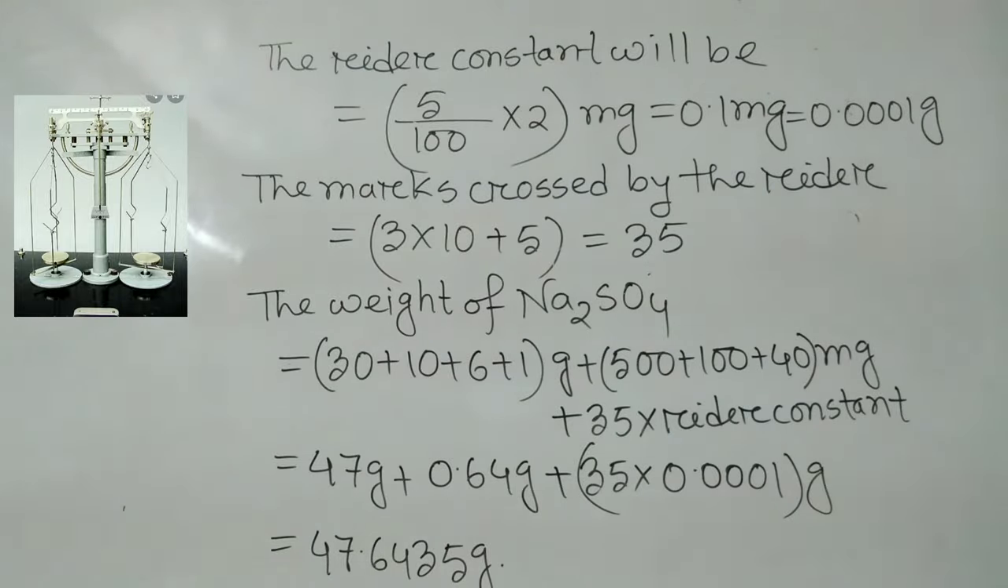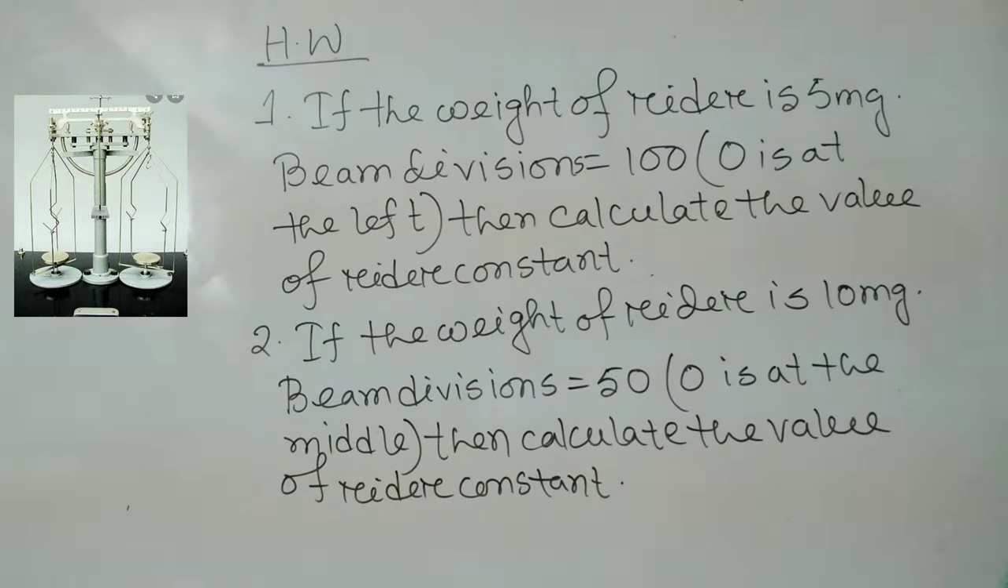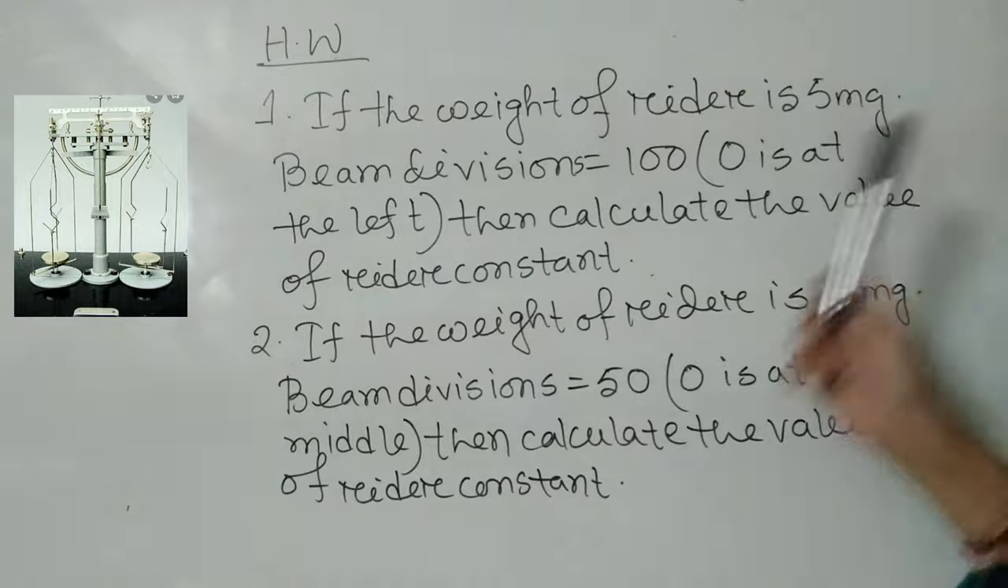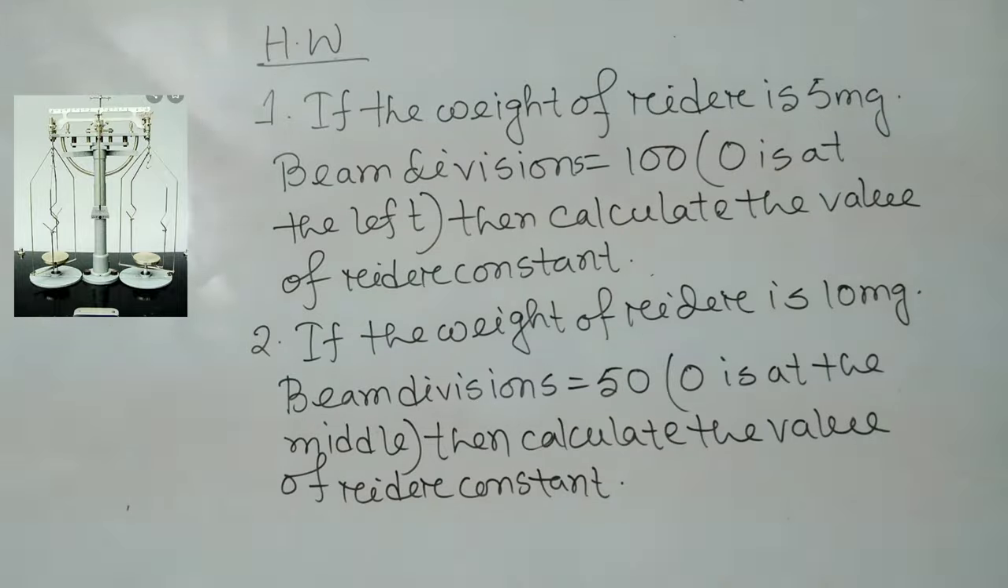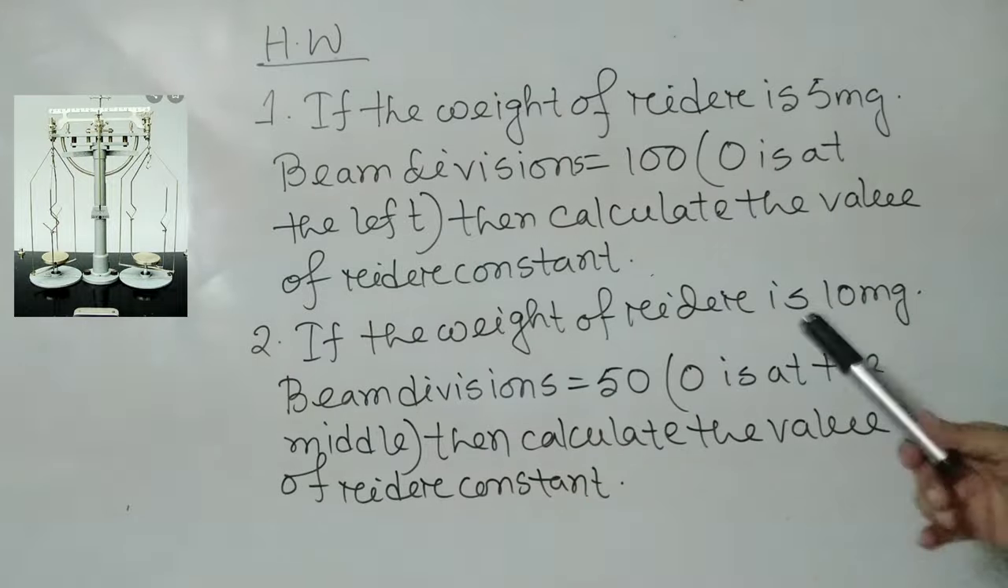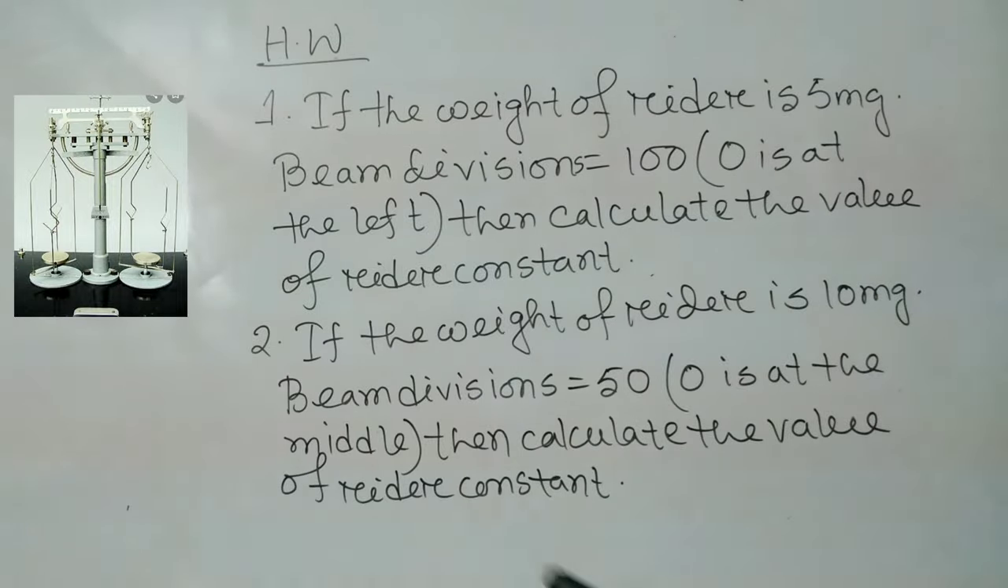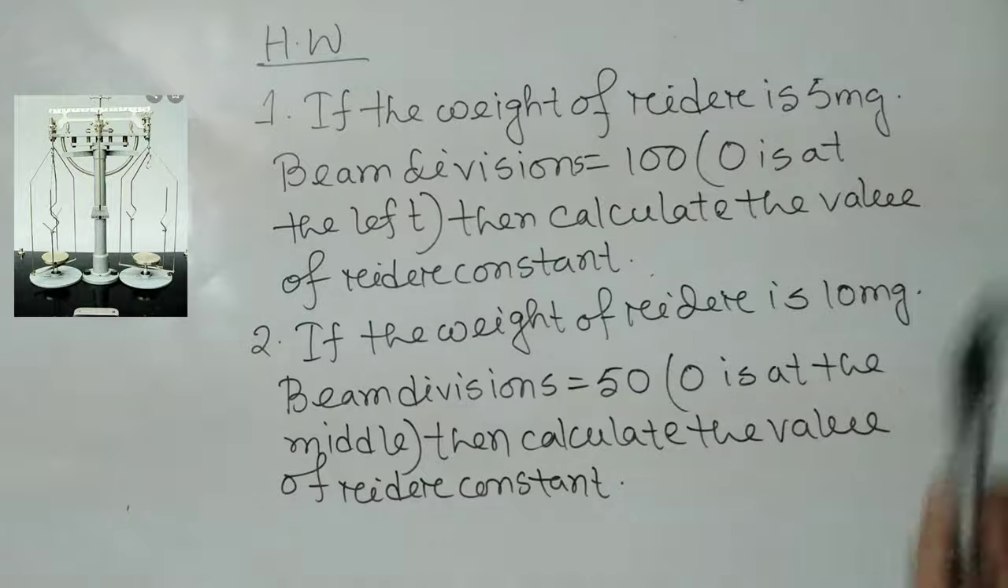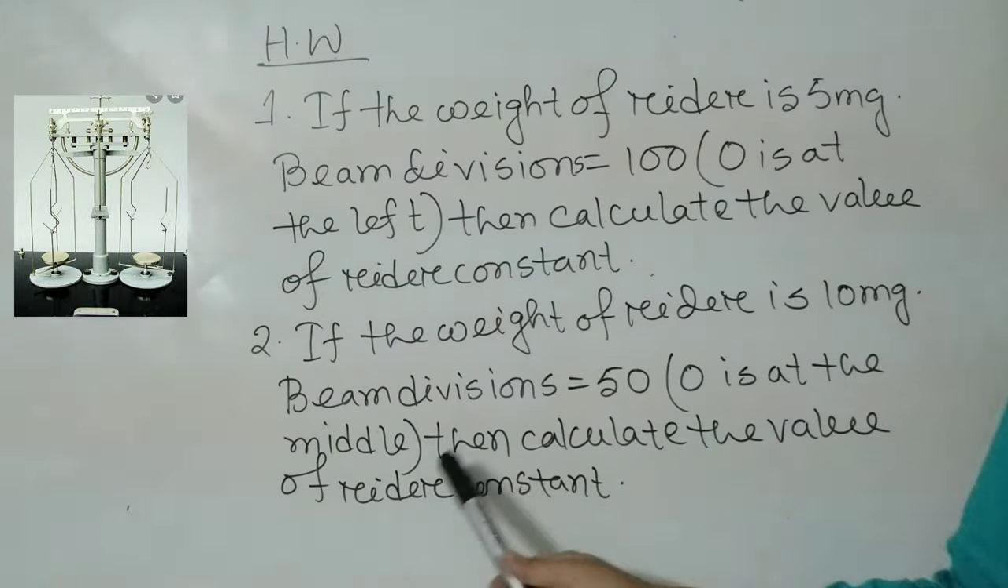Now I give you two small homework. I think all of you can do it. Number 1: if the weight of Rider is 5 mg, beam divisions equal to 100, and 0 is at the left, then calculate the value of Rider constant. Number 2: if the weight of Rider is 10 mg, beam divisions equal to 50, and 0 is at the middle, then calculate the value of Rider constant.